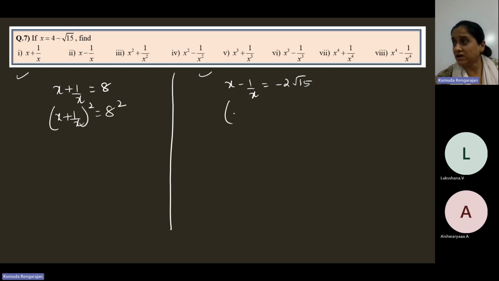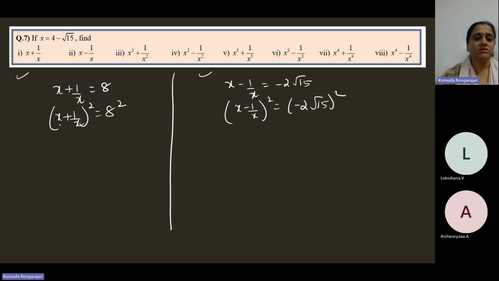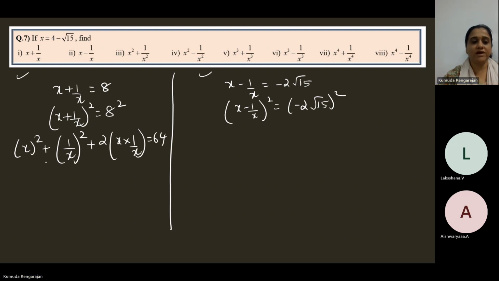Do the same thing here. This is another method, children. Okay, so do the same thing here. X minus 1 by x, the whole square, is equal to minus 2 root 15, the whole square. All right, now this is like a plus b, the whole square. So it is a square plus b square plus 2 into a into b. 2 into x into 1 by x, is equal to 64. A square, x the whole square, plus b square, 1 by x the whole square, plus 2 into a into b, x into 1 by x.